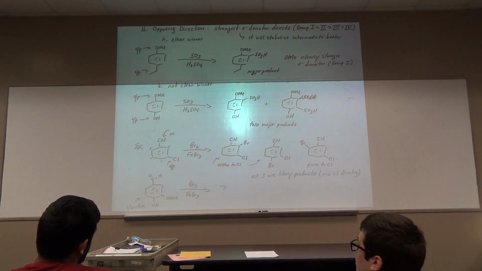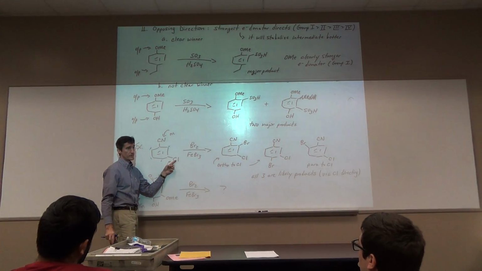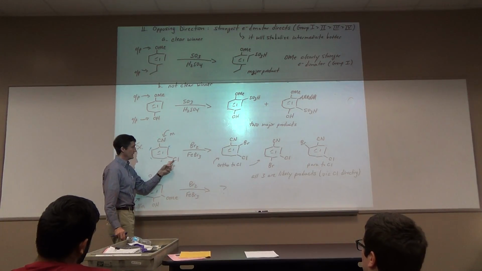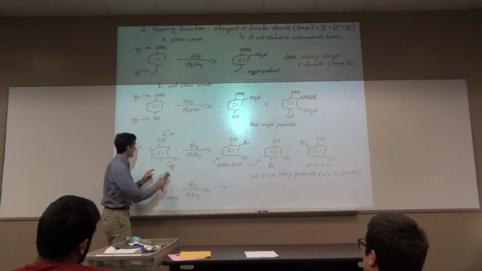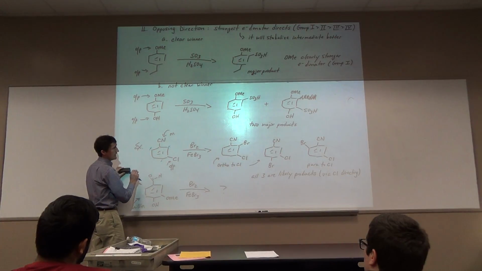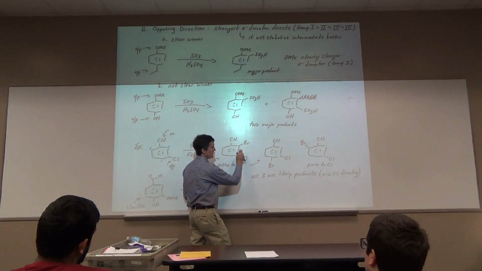Chlorine, the stronger activator. Now chlorine is not an activator, but it's stronger than cyano. So get rid of that. It's going to direct. So is it going to go ortho or para? Okay. I showed all three. This is ortho to the chlorine there or there.